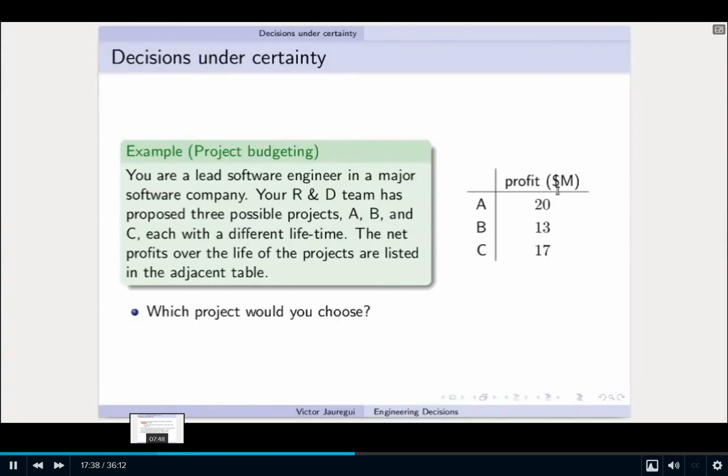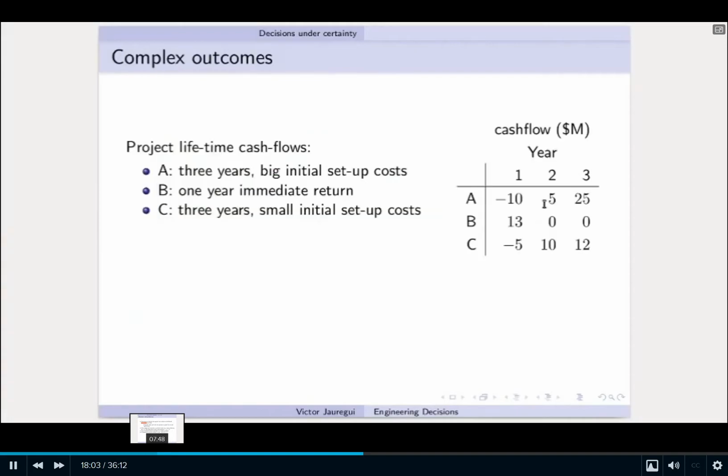Notice that there's only really one value for each action, so each action determines the outcome. Suppose we're only interested in profit and nothing else is relevant in this problem. So the question is, which project would you choose? Well, I think most of us would choose A. It obviously has the highest value in terms of profit. So knowing nothing else, that seems the wise decision.